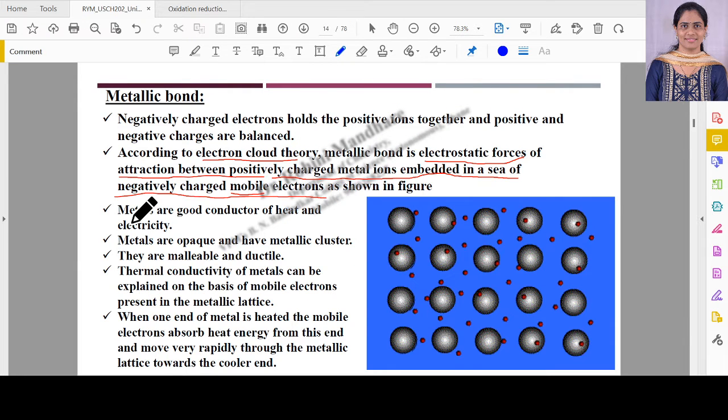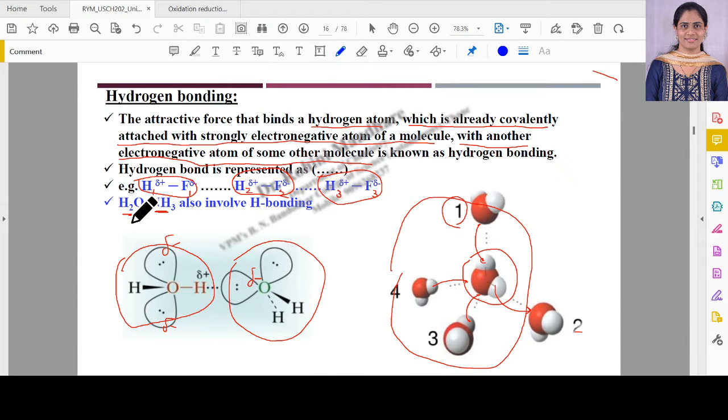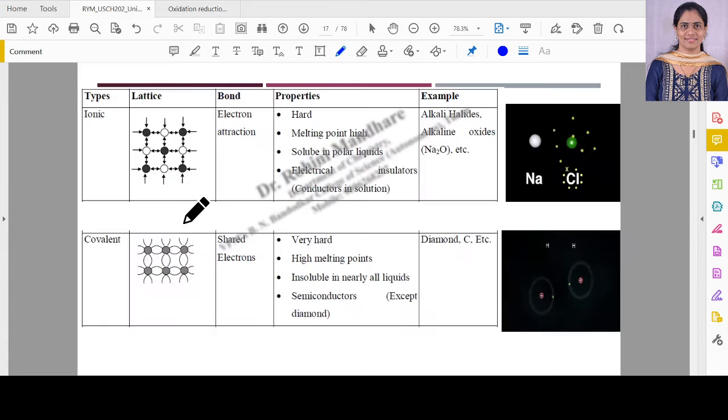Then for the conditions, you just go through them. The metallic bond also, you just go through it. Then in hydrogen bonding we saw what a hydrogen bond is. Remember the examples of species which show hydrogen bonding. HF, H2O the water molecule, and ammonia are some examples of molecules which show hydrogen bonding.